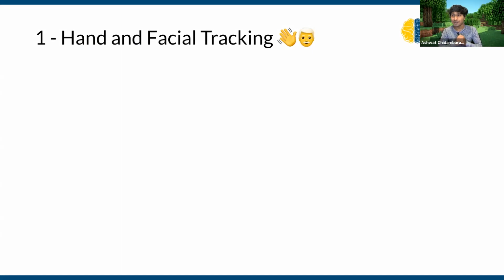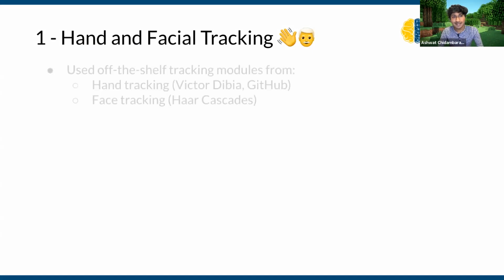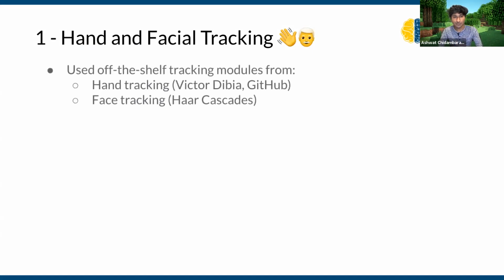Now the first step when it comes to trying to do any kind of gesture recognition is to find out where in the frame your hand is in the first place. So for us, we decided to use some off-the-shelf tracking modules. For hand tracking, we decided to use Victor Dibia on GitHub. He had a great GitHub repository about this. And then for face tracking, we decided to use the good old reliable Haar cascades.